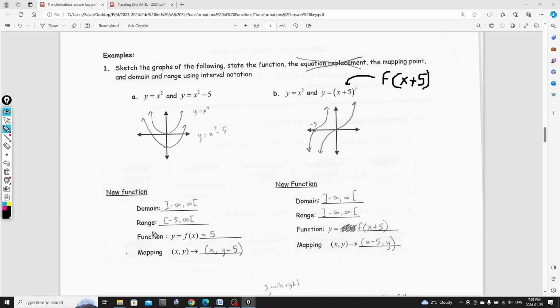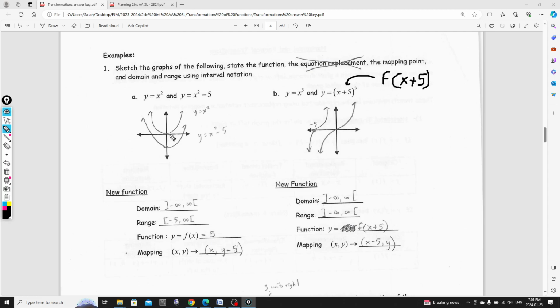Now, for the domain, the domain for this guy hasn't changed. We're still going forever to the right and forever to the left, so nothing has changed on those ends. So the domain is still going to be negative infinity, excluded, to infinity, excluded. Your range has changed. Initially, our range was anything above 0, including 0. Now it's everything above negative 5, including negative 5. So that's why we have this guy right here.